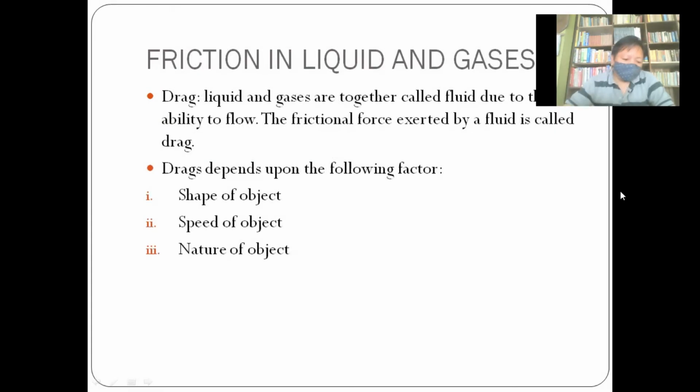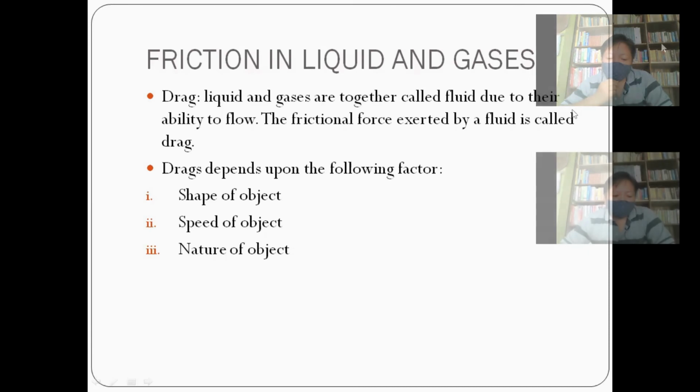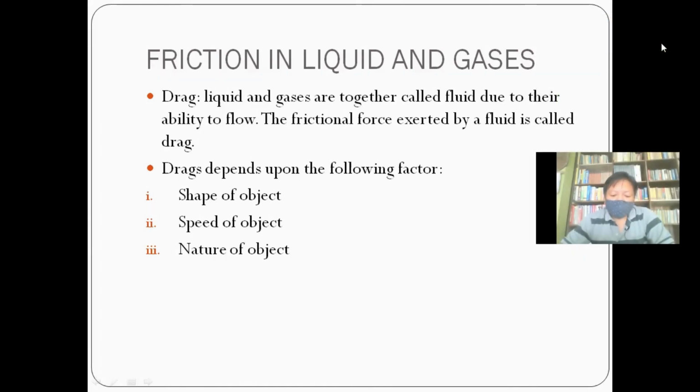So the next topic, friction in liquid and gas. Liquid and gas are together called fluid due to their ability to flow. The frictional force exerted by a fluid is called drag. Drag acts in the direction opposite to that of movement of the object. And drag depends upon the following factors.